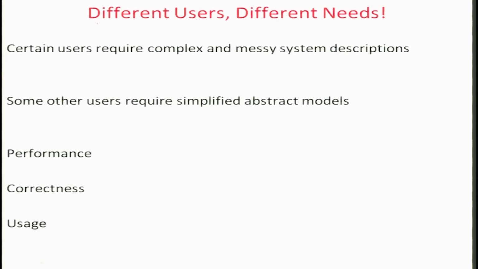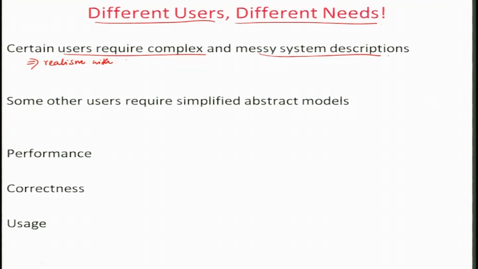With this, we get into what we call different user needs, different users of different needs, and how we manage these different user needs in simulation. The first point is that certain users require complex and messy system descriptions. Here the most important thing is realism with the actual system. You want the system to be as realistic as possible with that of the actual system.